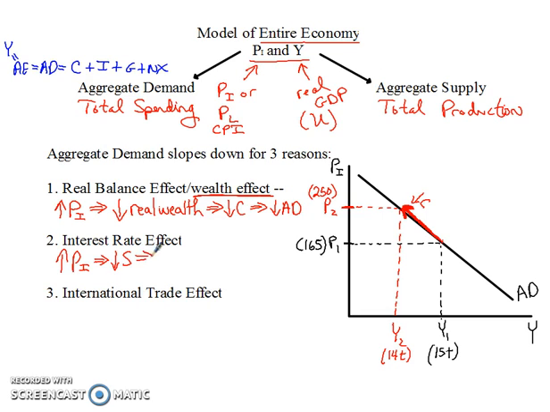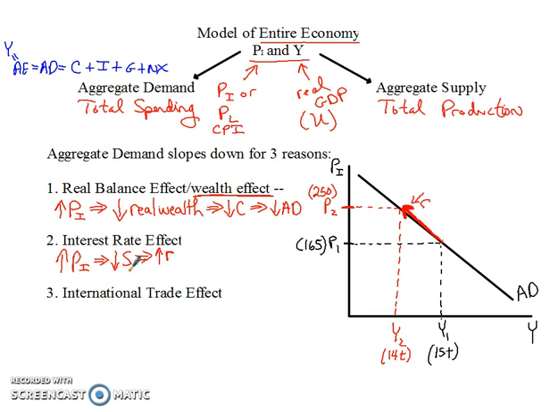If I can't save as much as I did before, then there's not as much savings out there, and that's going to cause interest rates to begin to rise. So the supply of what we call loanable funds goes down.